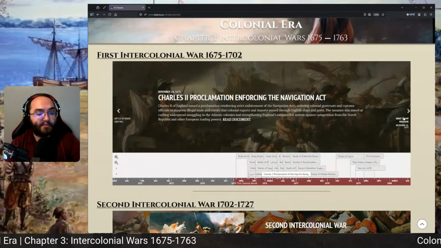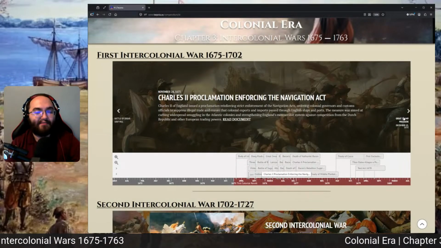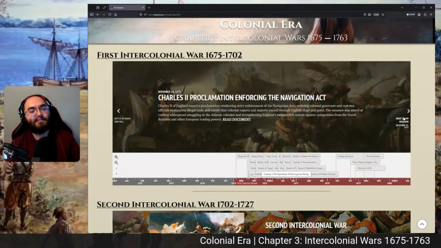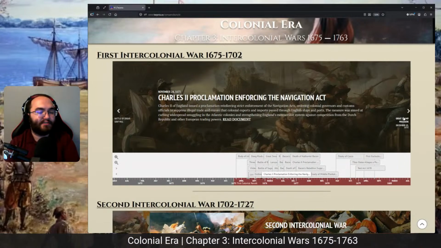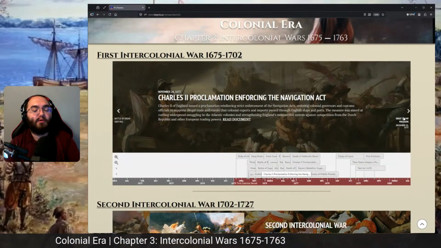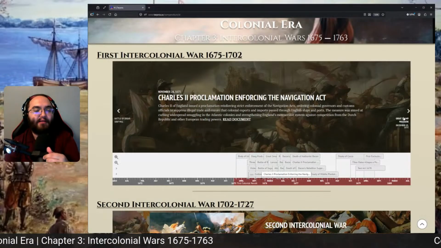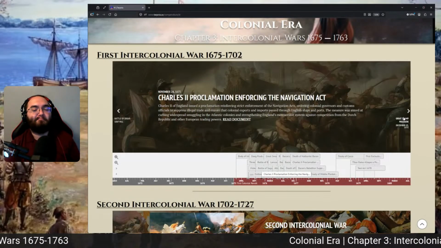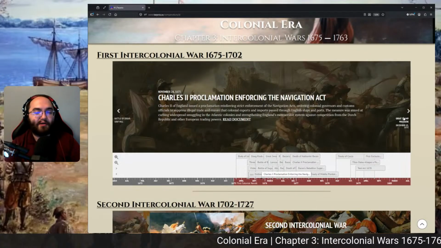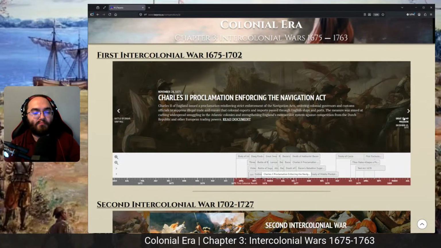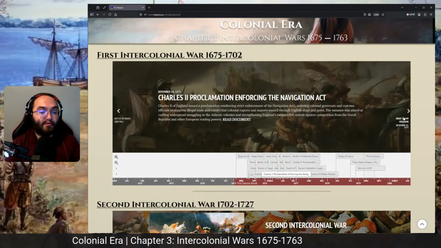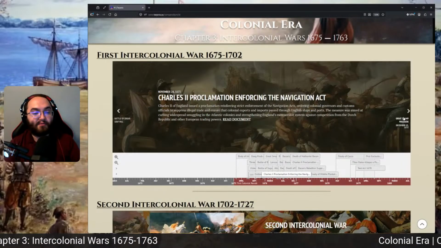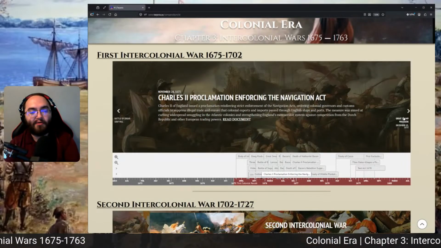Charles II makes a proclamation enforcing the Navigation Act. If you remember, in the 1660s and going into the 1670s, Parliament passes a number of navigation acts, and these will become important literally 100 years later when the enforcement of these navigation acts will make the American colonists disgruntled and eventually lead to the American Revolution.